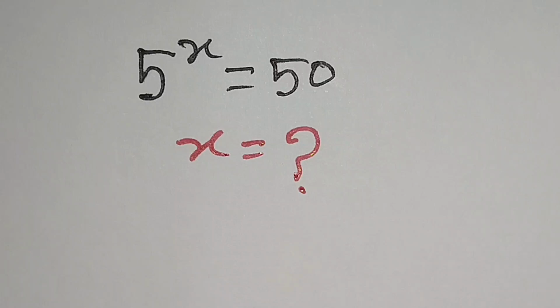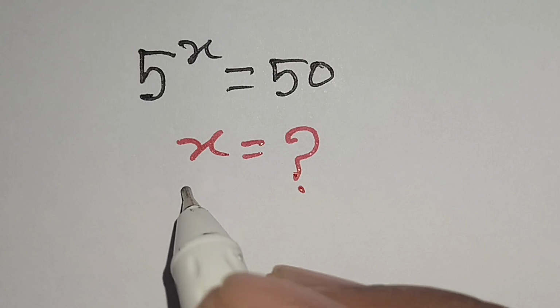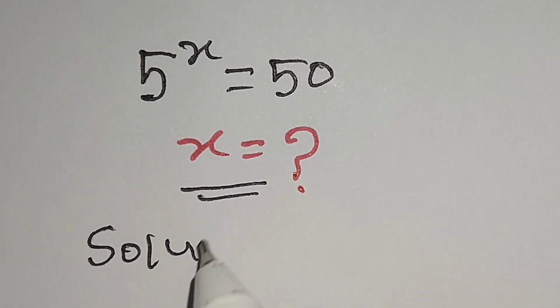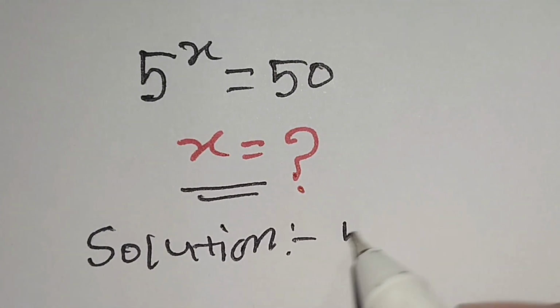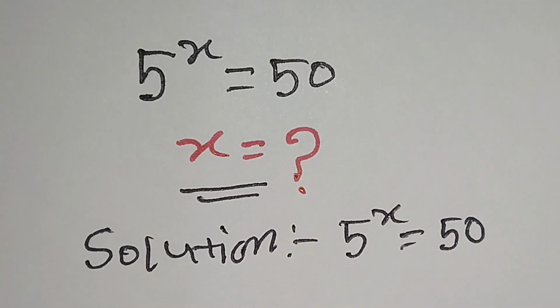Hello, this is a nice math problem. 5 to the power x is equal to 50, and we have to find the value of x. So let's start. Solution. The given equation is 5 to the power x is equal to 50.